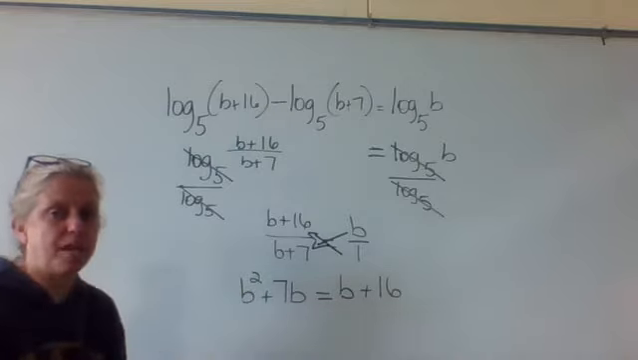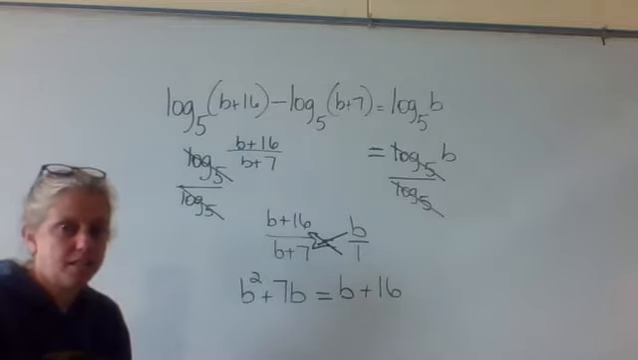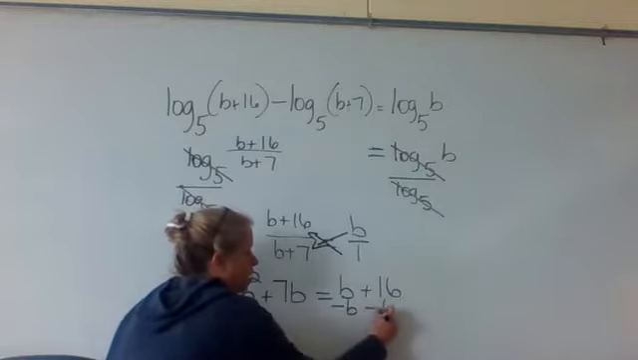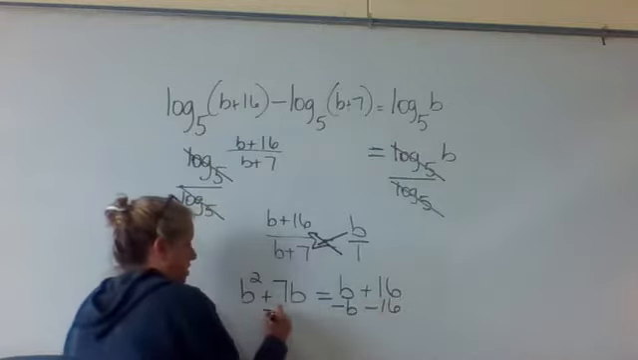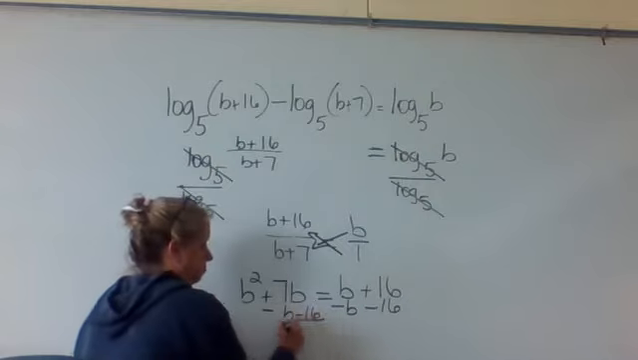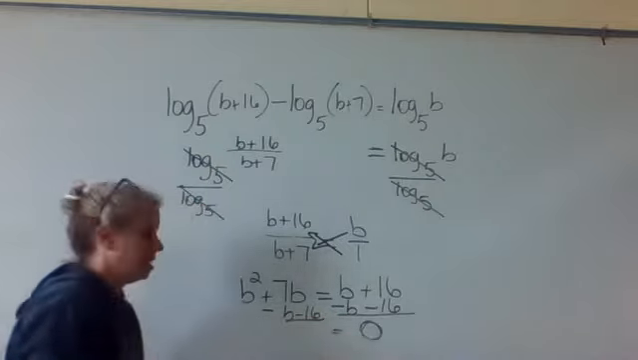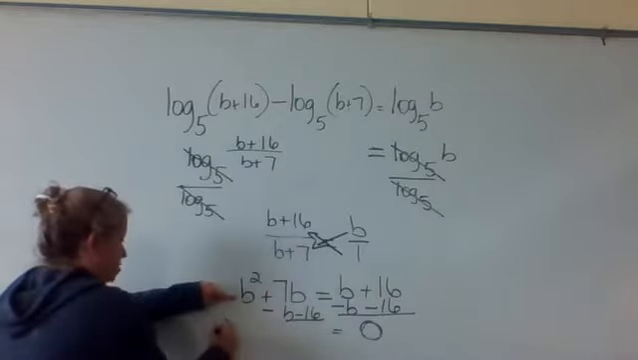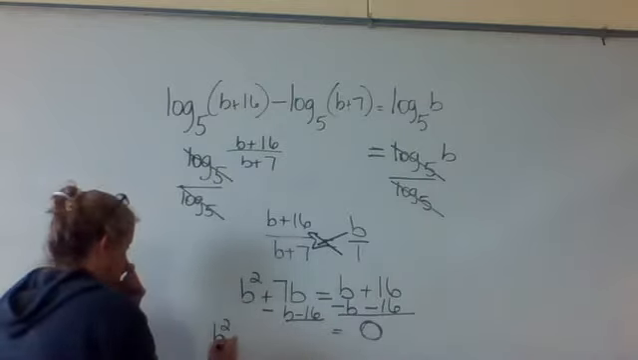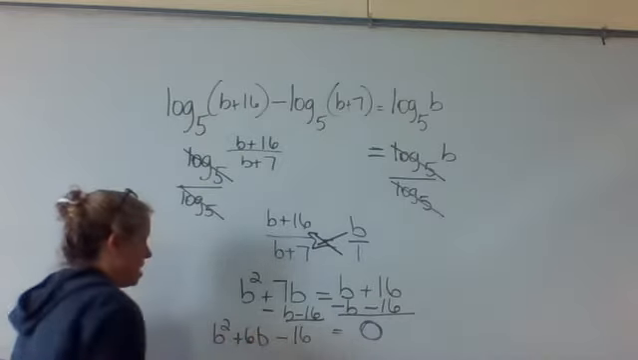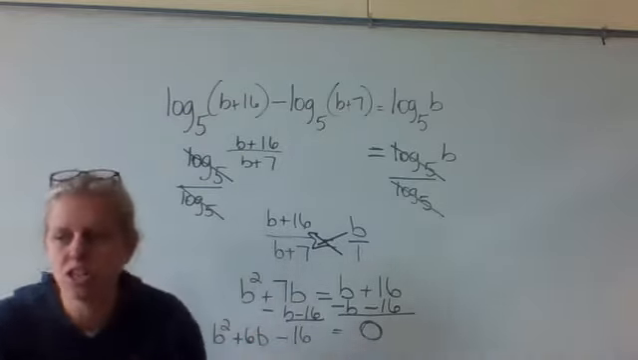Remember, you're solving for b, just like always. If it's squared, that means it's quad. So I need to set everything to one side, and then I can use my quad. So minus b minus 16 to set it equal to 0. On the left, I've got b squared, 7b minus b is plus 6b, minus 16. Put that in your quad.